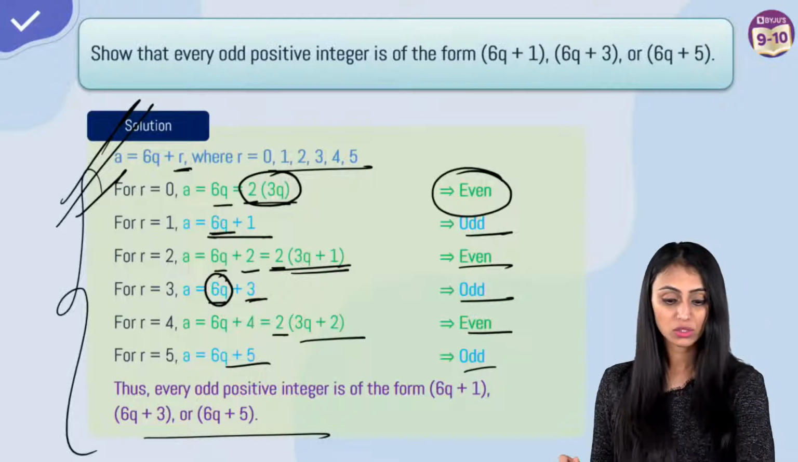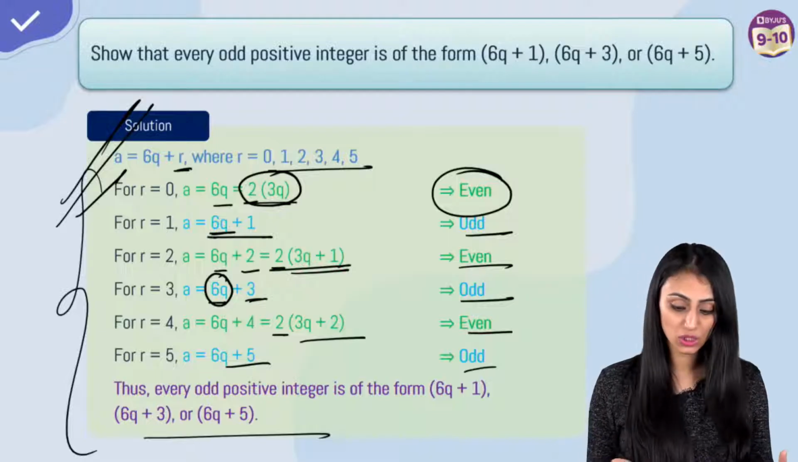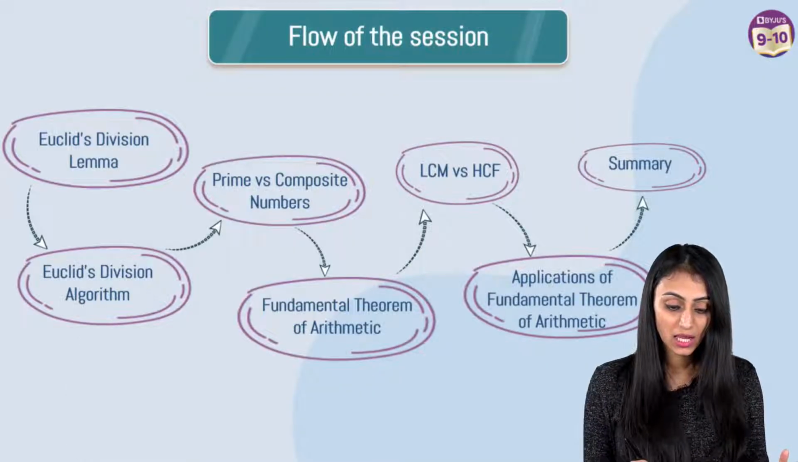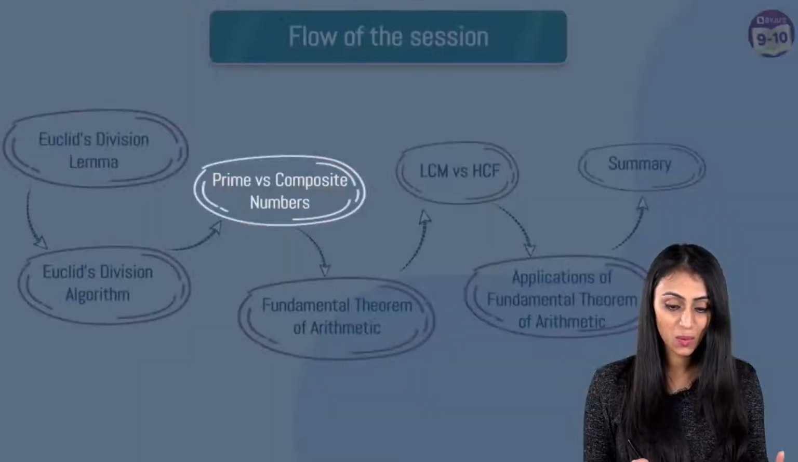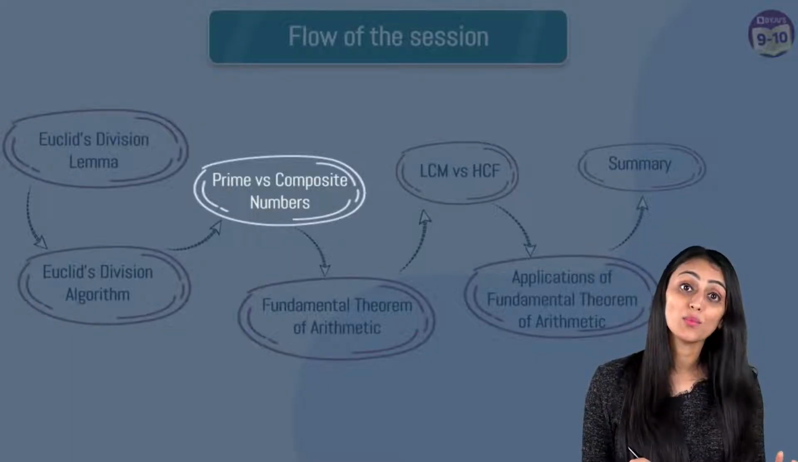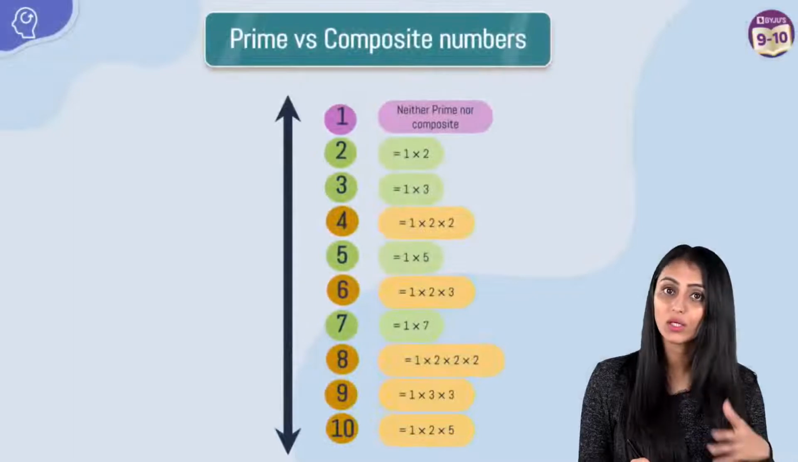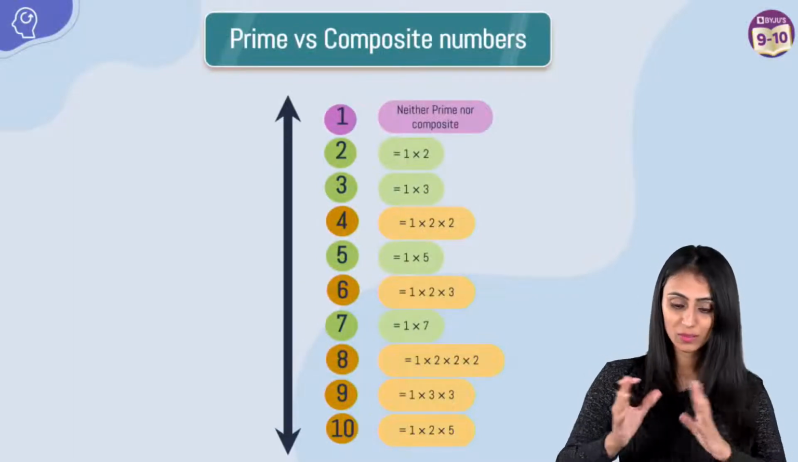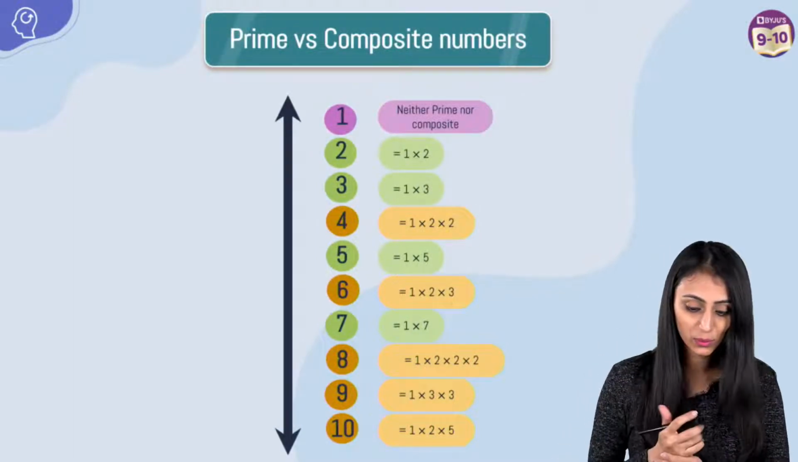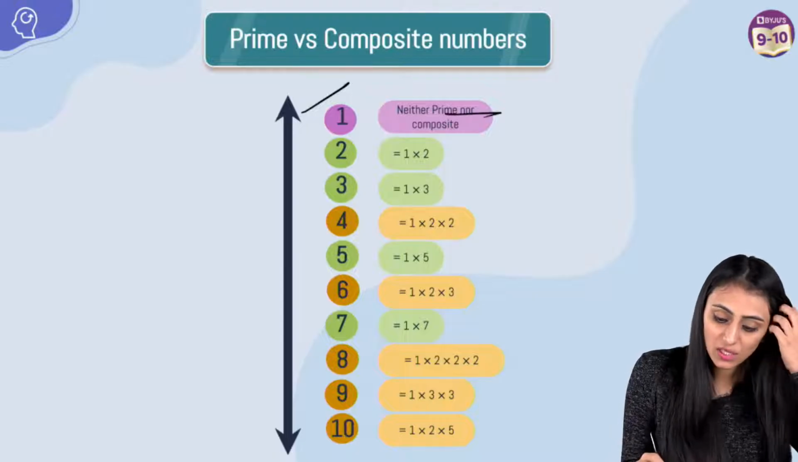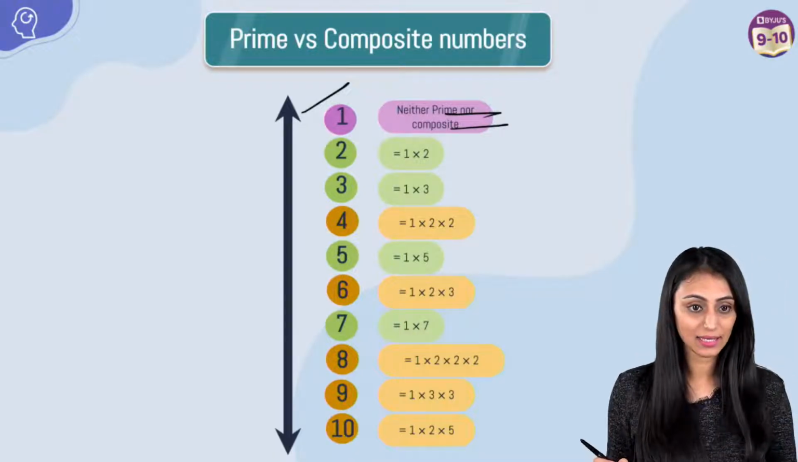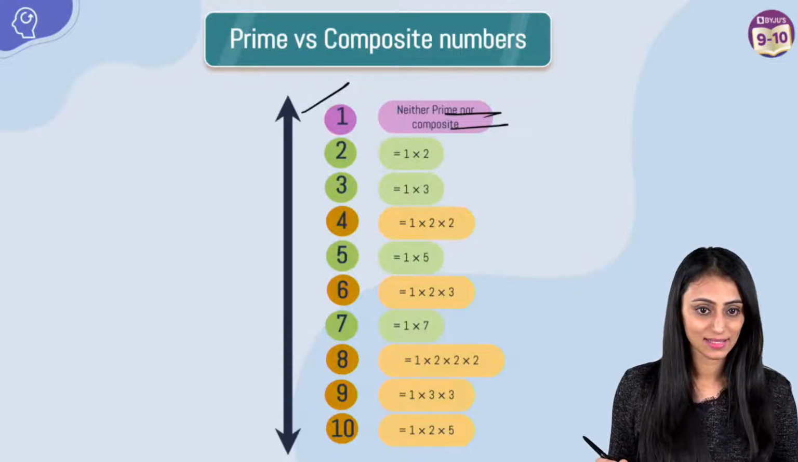Alright. So this was about Euclid's division algorithm. Now let's see what we have next. Now we'll be discussing prime versus composite numbers. I'm sure prime numbers we have all heard about. So what are composite numbers actually? First we will take a quick look at all the numbers from 1 to 10. So 1 is such a number which is neither prime nor composite, right? Yes.